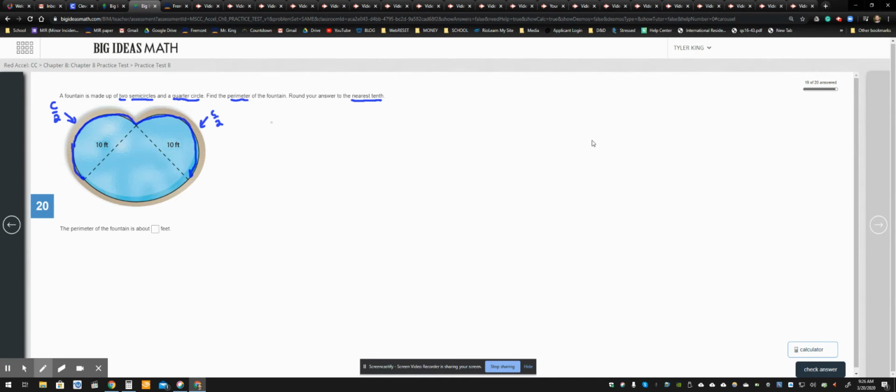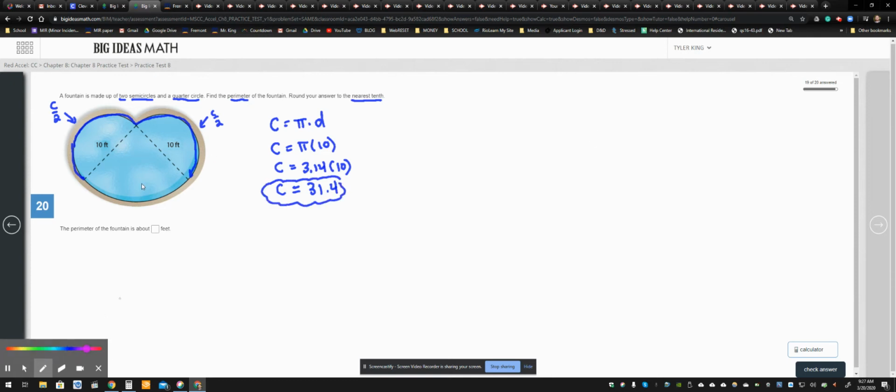So for that, we would say that the circumference is equal to pi times the diameter, or that the circumference is equal to pi times 10, or that the circumference is equal to 3.14 times 10, which would approximate to the circumference being 31.4 for both of those two pieces together.